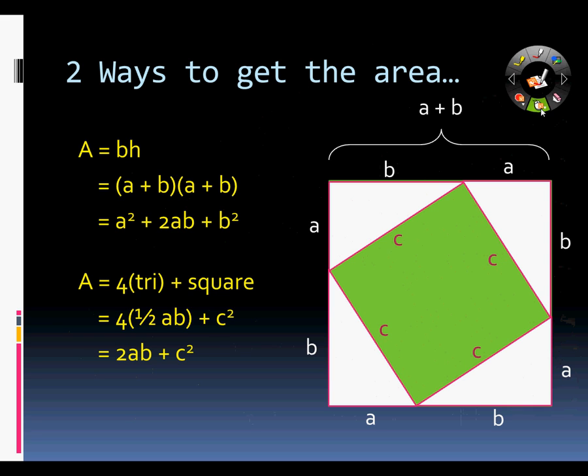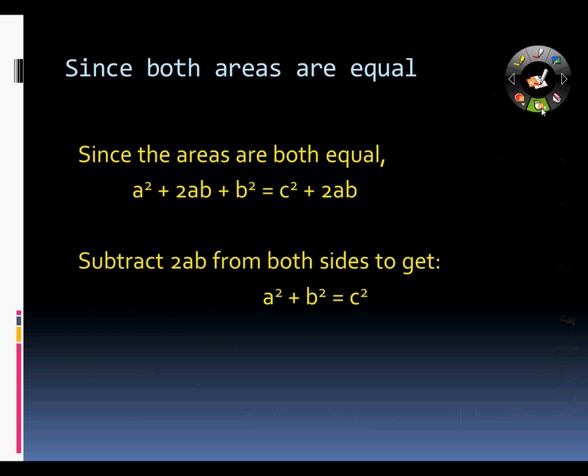So again, let's understand what we said here. Another way I could find the area of the square is to do this. In this method, 2 times the length of A times B plus the length of C squared is going to tell me the area of this whole square that I have right here. Well, I now have 2 different ways of finding this same area, and the areas are equal because it's the same square. That means I can set things equal to each other.